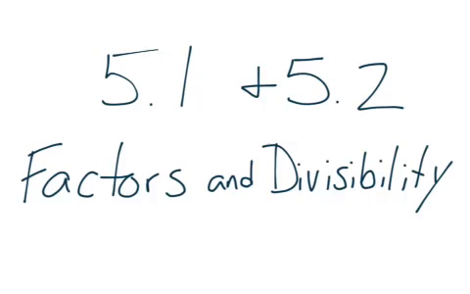Lesson 5.1 and 5.2 focus on factors and divisibility. Now, when we're factoring out a number, we can use our divisibility rules to help us. Let's take a look at what it means to factor a number and what factors are. We're going to start with looking at the number 12.